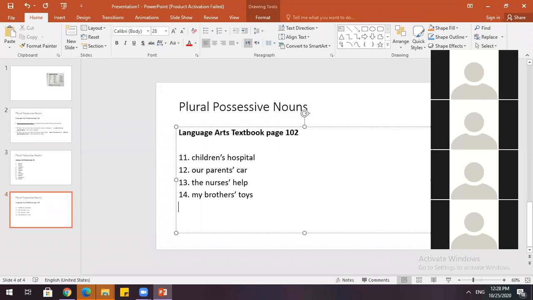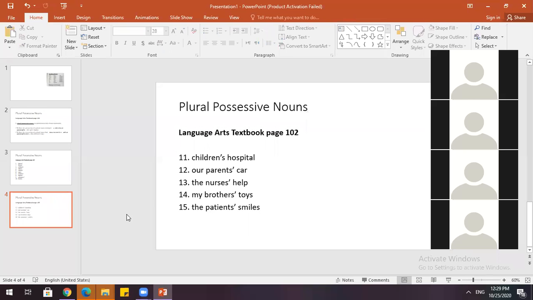And number 15, Yasina Sadat, are you there? Yes. Okay. We all felt good when we saw the smiles of the patients. We all felt good when we saw the patients' smiles. All right. How do we write patients' smiles? Apostrophe only. P-A-T-I. Excellent. Okay. Very good. Okay, guys, is this clear for everyone?